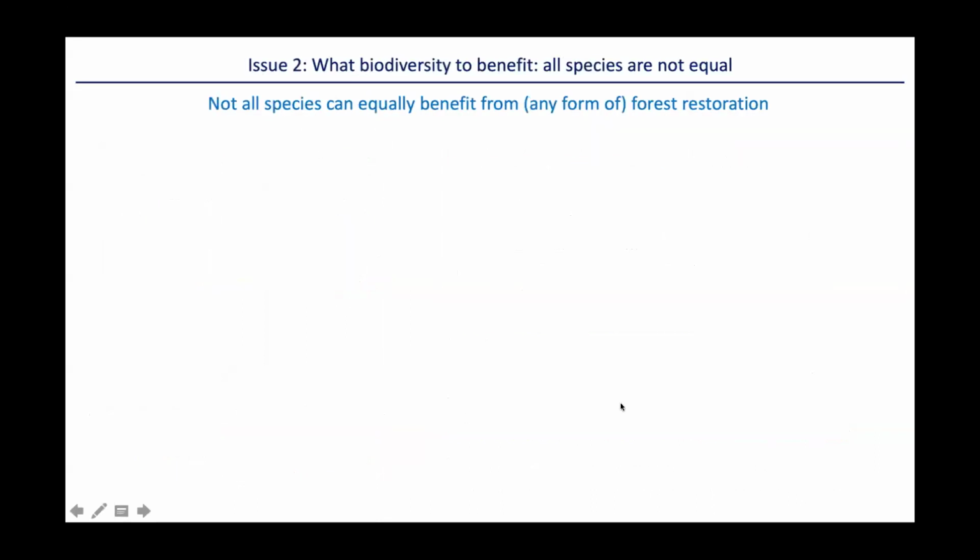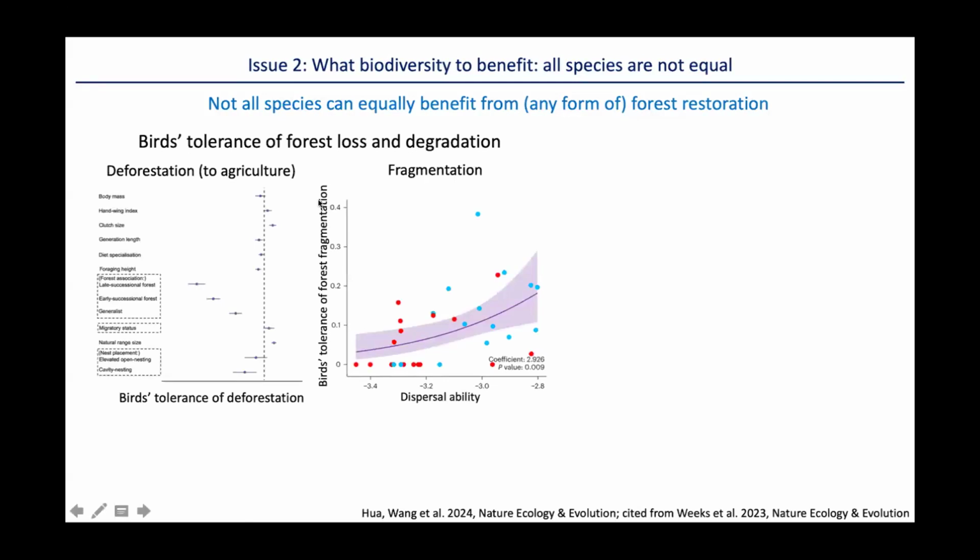The second issue under the topic of forest restoration is about what species we are talking about when we talk about biodiversity benefits under forest restoration. And here, the key of the issue is the fact that not all species are equal when we talk about managing our land. This image to the left of the figure, which you have already seen, is basically an analysis of birds' tolerance of agricultural deforestation related to their traits.